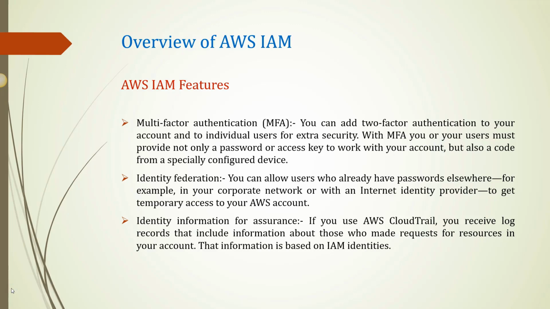Fifth feature is Identity Federation. You can allow users who already have a password elsewhere, for example in your corporate network or with an internet identity provider, to get temporary access to your AWS account. Sixth feature is Identity Information for Assurance. If you use AWS CloudTrail, you receive log records that include information about those who made requests for resources in your account. That information is based on IAM identities.